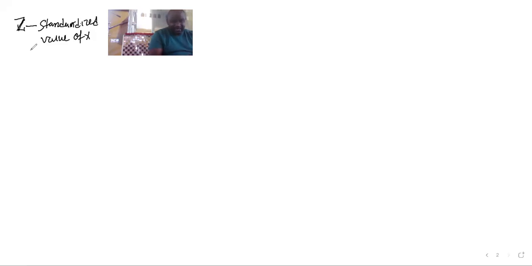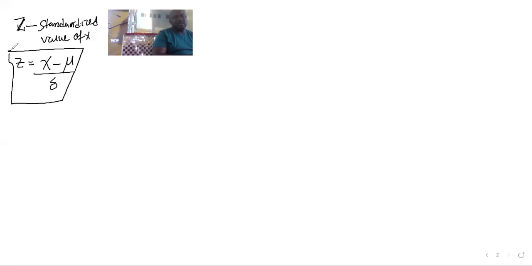But how to get Z? This is the expression for standardizing. You get the X value they have given you minus the mean, divided by sigma. There's another condition which is coming for a sample mean. If the mean is a sample, we shall have to divide by root of N, sigma over root of N. Now, this is the equation for standardizing X to Z.